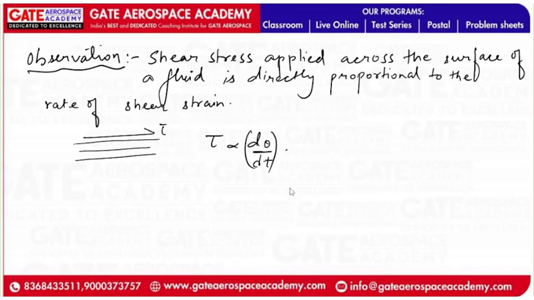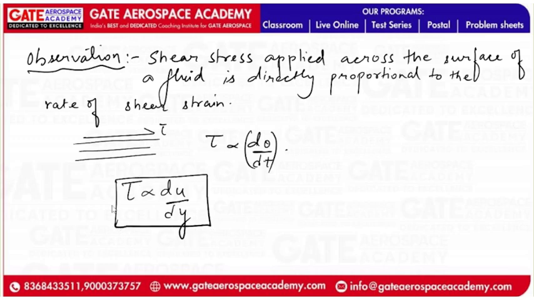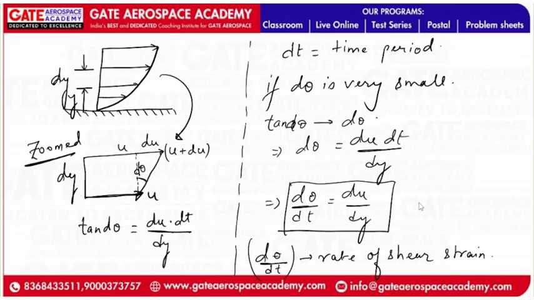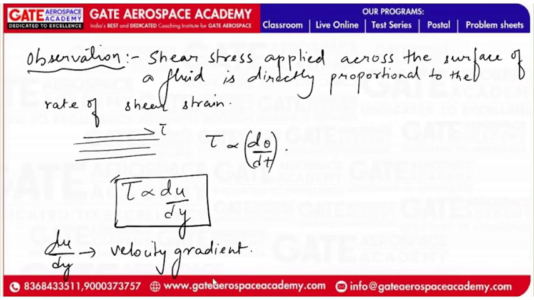So, what is to be done instead? We can use the previously derived mathematical relation like du over dy. Why? Because d theta over dt is proportional to du by dy, and du by dy is simply the velocity gradient. Since it is equal to the rate of shear strain, we can substitute it over there. Now, tau becomes mu times du over dy.